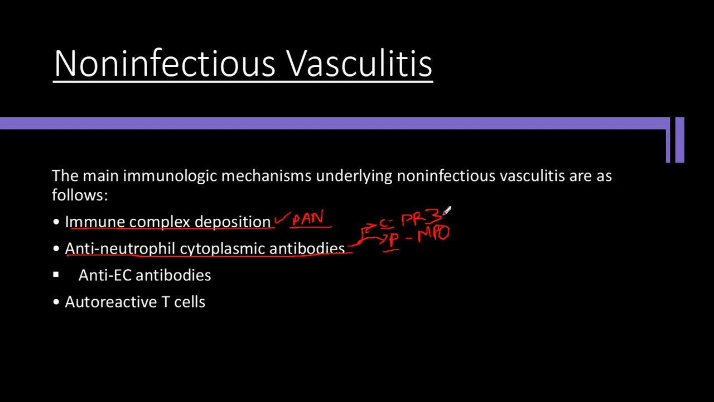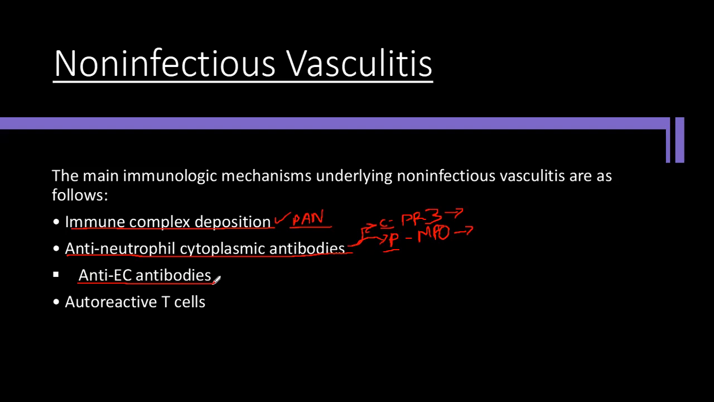Now, c-ANCA is implicated in Wegener granulomatosis, also known as granulomatosis with polyangiitis. p-ANCA is involved in microscopic polyangiitis and Churg-Strauss syndrome.